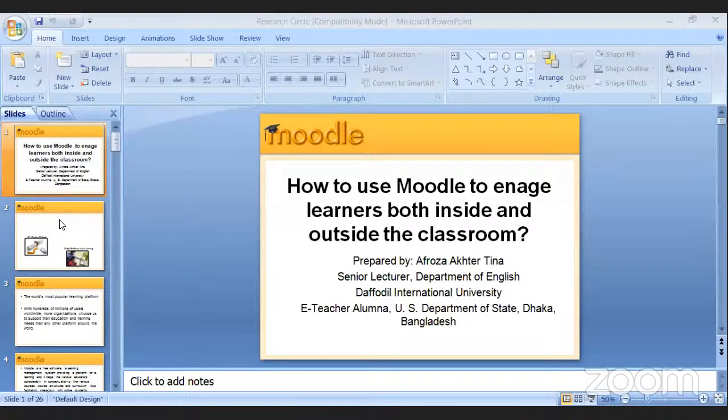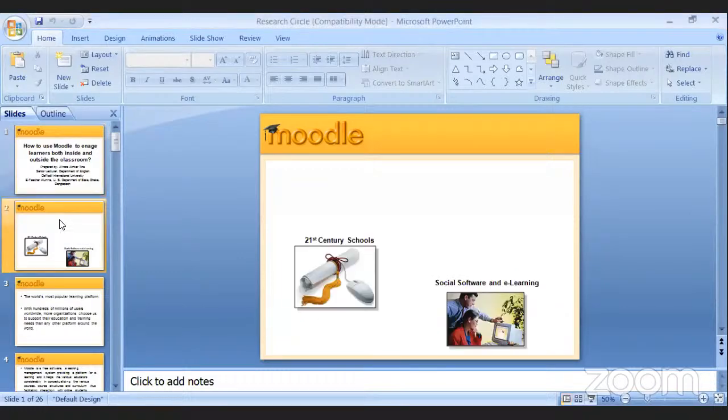As you have come across, I work as a senior lecturer in the Department of English at Daffodil International University. This university is in the capital city of Bangladesh, which is Dhaka. We have a beautiful green campus over here in the capital. I would also like to mention that I am an e-teacher alumna of the US Department of State, Dhaka, Bangladesh. And obviously from the term e-teacher, you understand that I am an online teacher. Now, what actually did I do? A lot of things. Let me start sharing with you all.